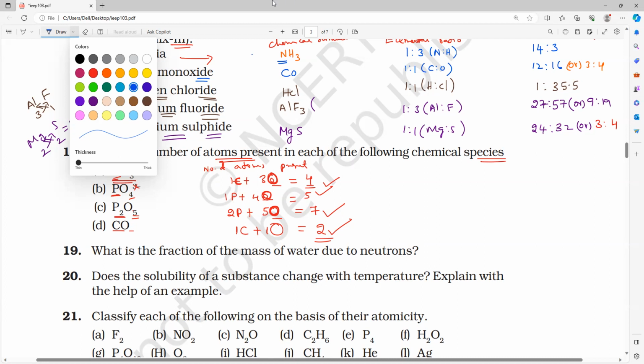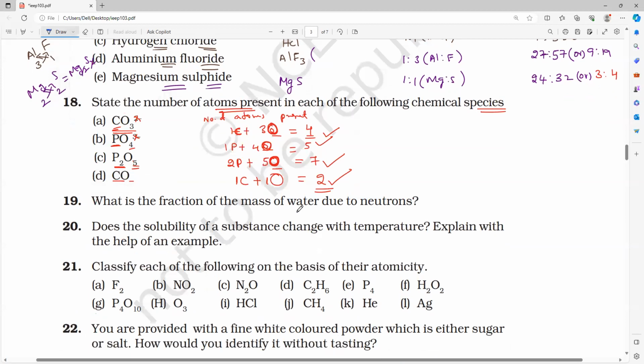Everybody over. Next. What is the fraction of the mass of water due to neutrons? Fraction. It's a very good question. So please note it, everyone. We have to find the fraction.